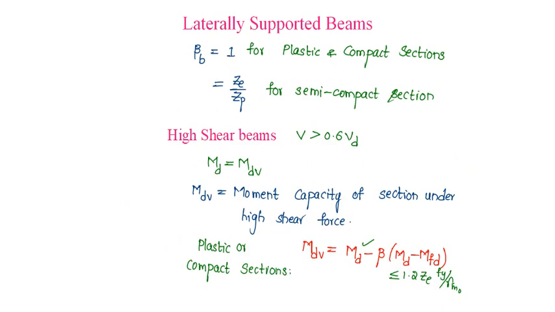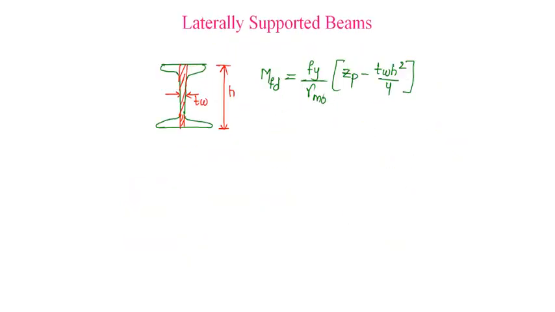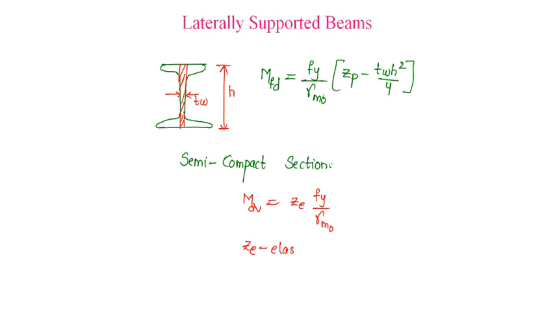This is for plastic or compact section, whereas for semi-compact section, Mdv is given as Ze into fy by gamma m naught, where Ze is elastic section modulus and Zp is plastic section modulus.